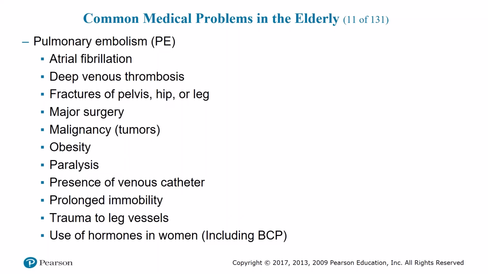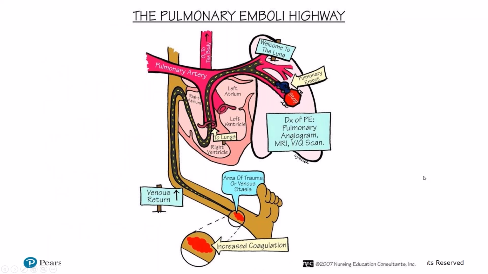Nine times out of ten, PE. Do they have a venous catheter, an indwelling catheter like a PICC line or something like that? Trauma, the leg vessels, and we talked about the birth control. But basically what happens is it breaks loose in this area. We've got a DVT, somebody's not moving, up, walking around, okay? Venous stasis, this starts floating around.